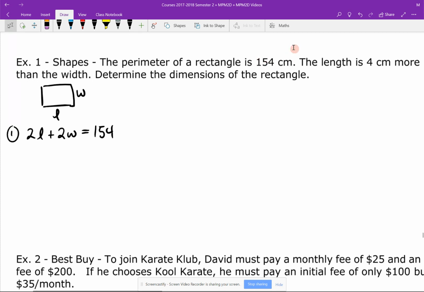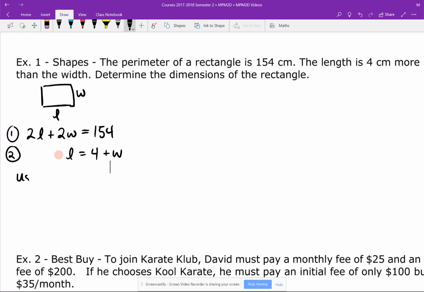We're also told the length is 4 centimeters more than the width. So we can use that statement for our second equation. And that says the length, L, is equal to 4 more than the width, so 4 plus W, or W plus 4. So here are the two equations. Here's our linear system, and we're going to solve this linear system. I'm going to use substitution to do that.